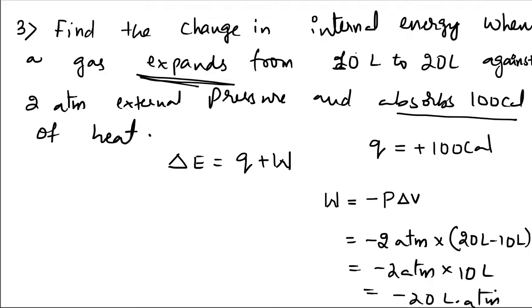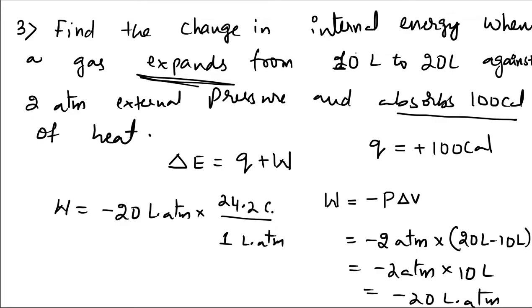So there is a problem here. The heat is actually given in calories, whereas this one is in liter atmospheres. Therefore, we should make both of them into the same units. So I convert the work into calories. That is negative 20 liter atmospheres, and we know that 1 liter atmosphere is equal to 24.2 calories. So that gives us negative 48.4 calories of work done by the system.